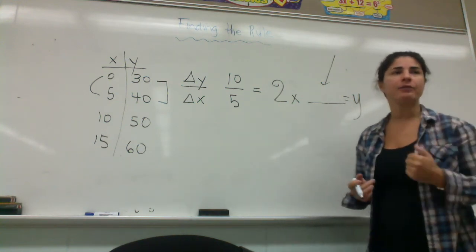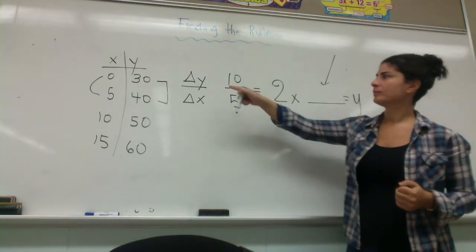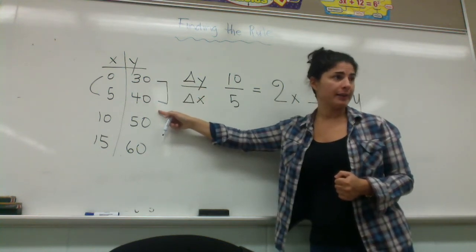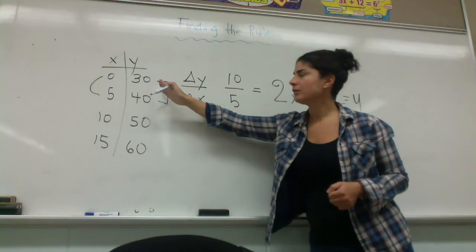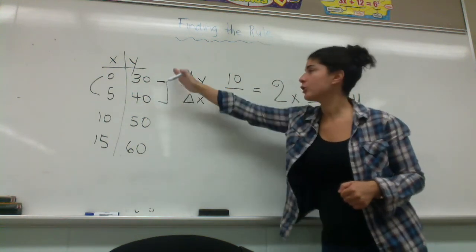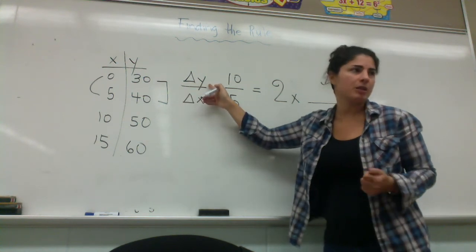Where did I get 10 from? She got the 10 because 30 plus 10 is 40, and so on. So the change of 30 and 40 is where I get the 10. The common difference here, 30 to 40 is 10, 40 to 50 is 10. So the common difference, the change in y, is 10.